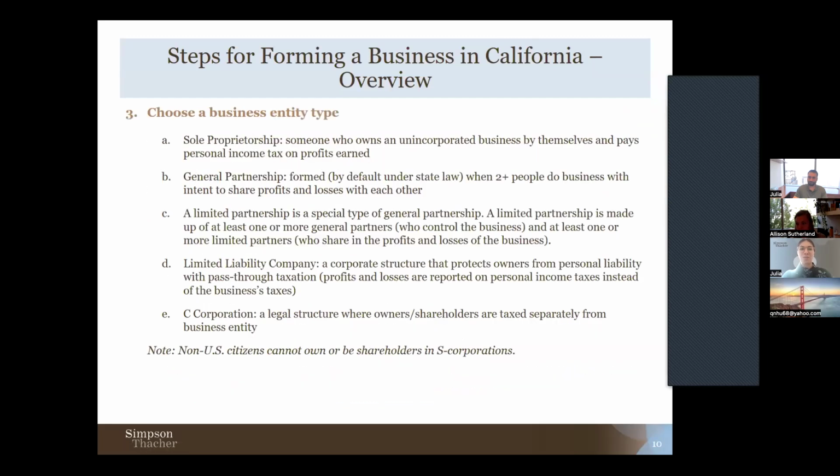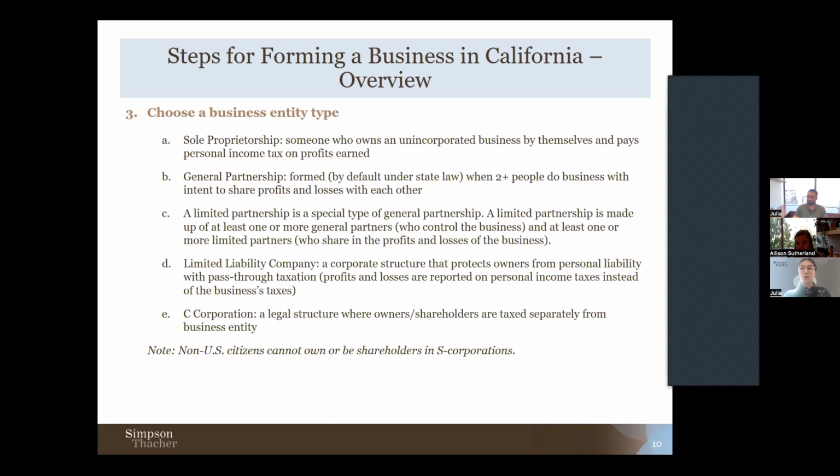And then another thing is you will want to choose a business entity type. So there are a variety of different entities. You're probably familiar with a corporation, potentially. We interact with corporations all the time, whether that's Google or Amazon. There are also small sole proprietorships. So that would be just you running a business, and you would pay personal income tax on the profits earned. There are also partnerships.